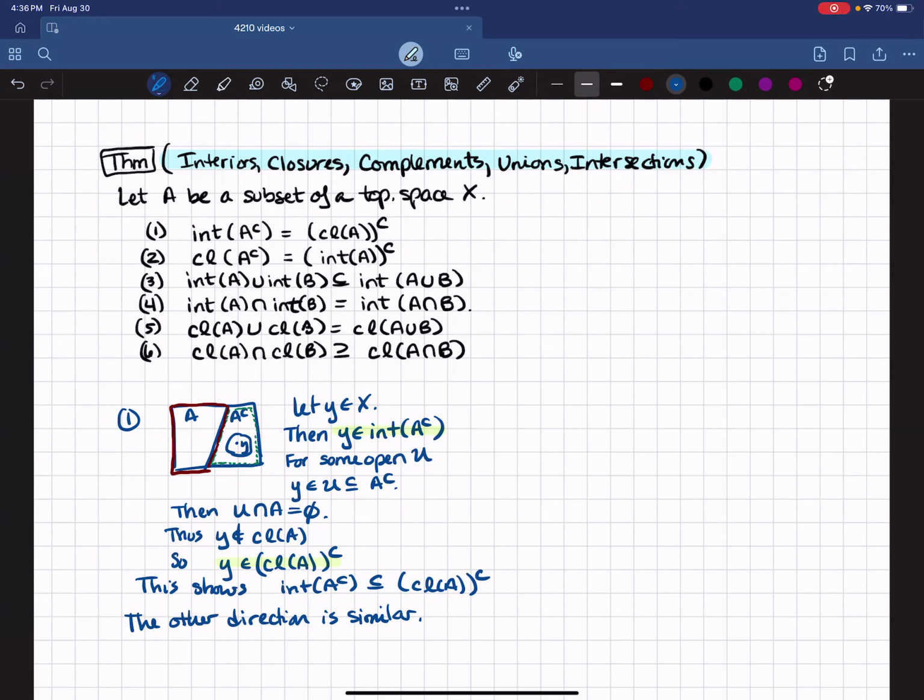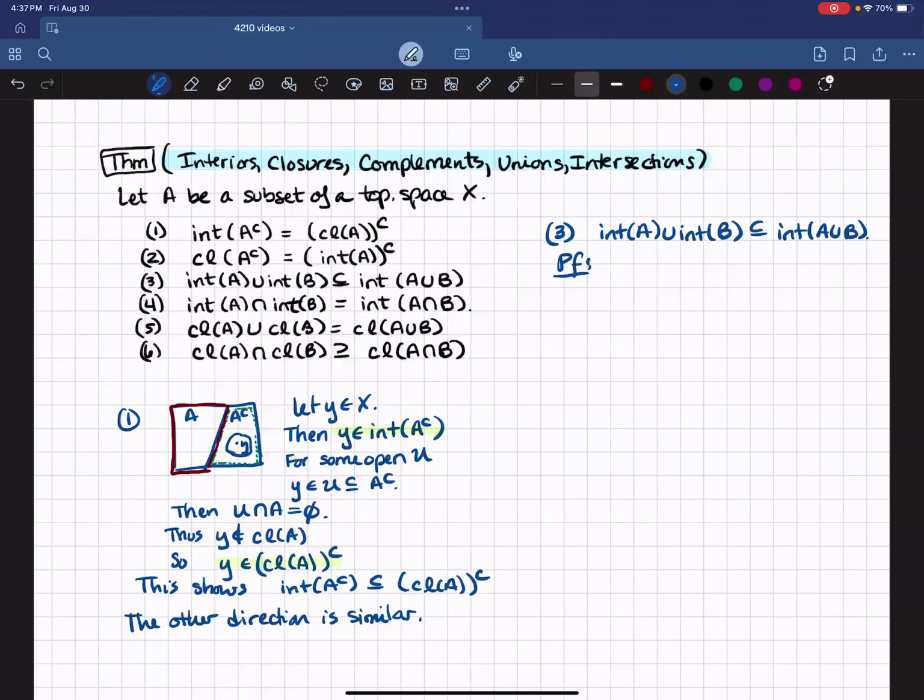Now let's talk about the proof of three. We want to show that the interior of A union the interior of B is a subset of the interior of A union B. So one way I could do that is I could take an element that's contained in the left-hand side and show that it's contained in the right-hand side. That would absolutely work. But I'm going to be a little bit clever and do it in a slightly different way.